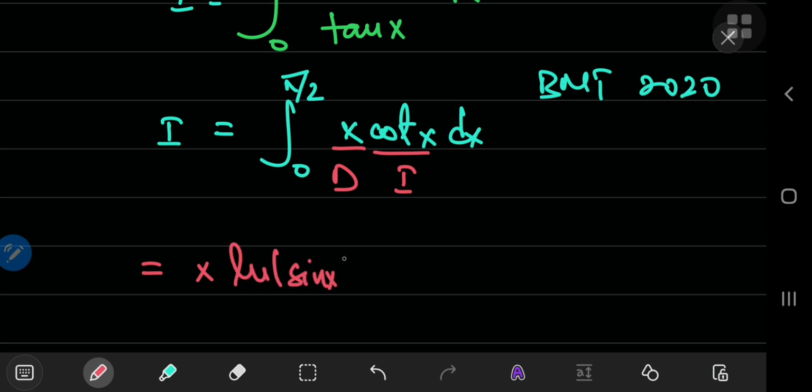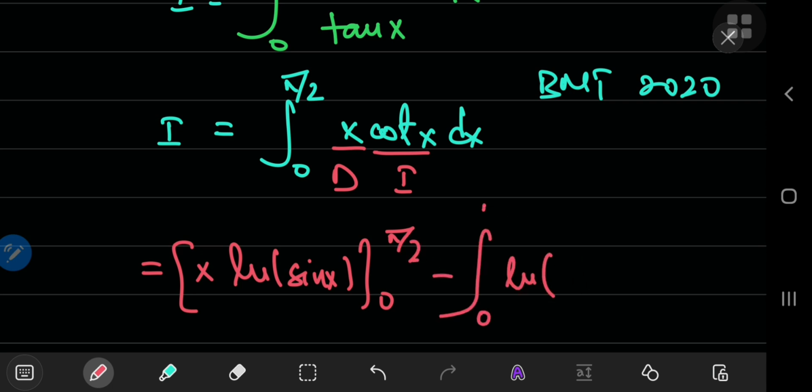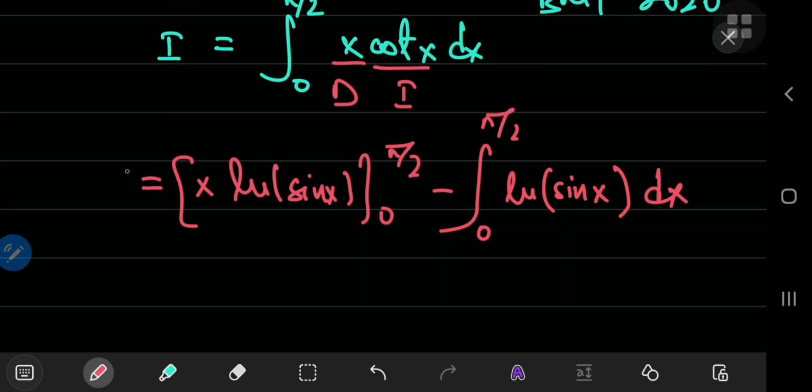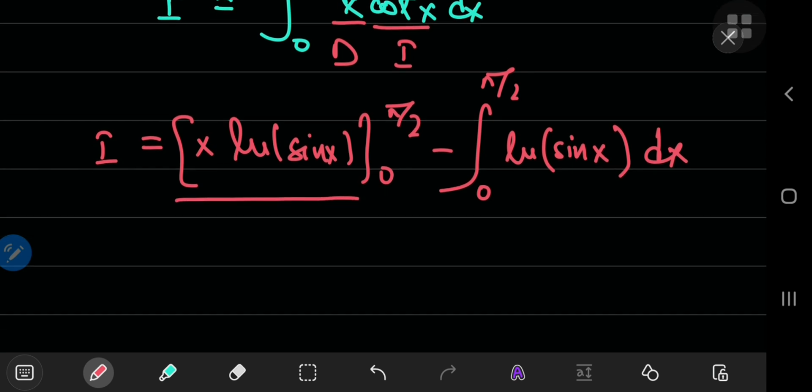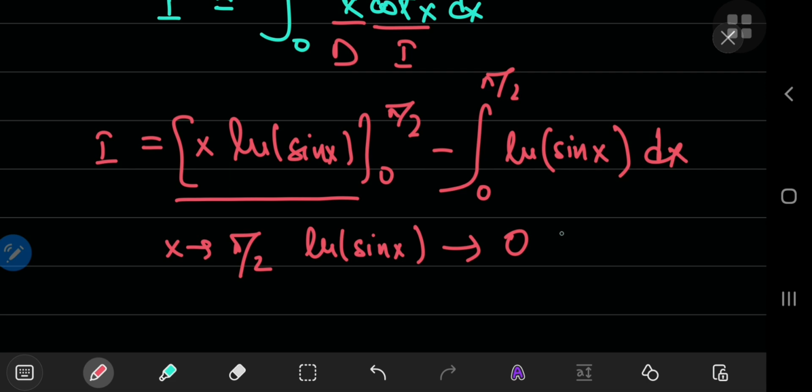of sine of x. And the limits of integration were 0 to pi by 2, minus the integrated function, and of course the limits are 0 to pi by 2, the integrated function being the natural log of sine x times the derivative of x, which is just 1, so let's just ignore that. Now let's take a look at what happens when we apply the limits here. So as x approaches pi by 2, this natural log of sine of x, now sine of x will approach 1, so this log term will approach 0, right?